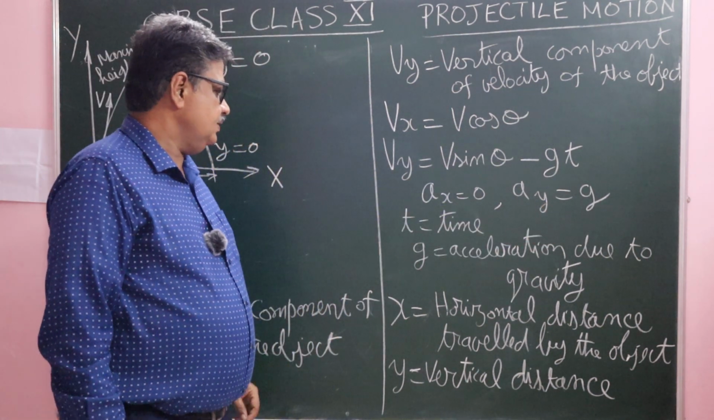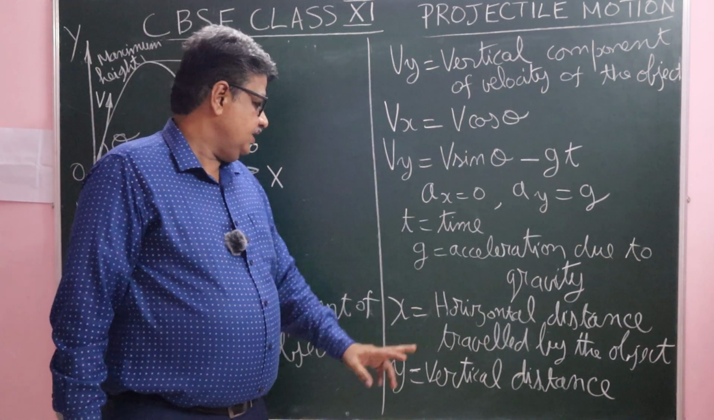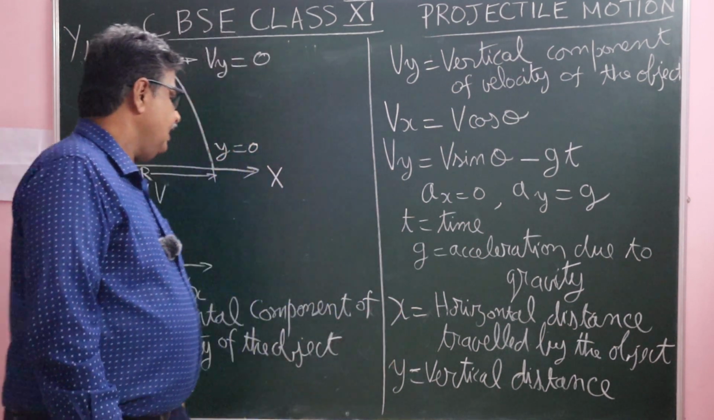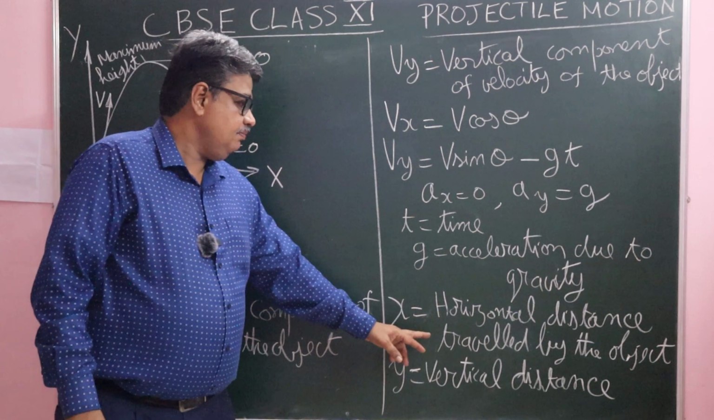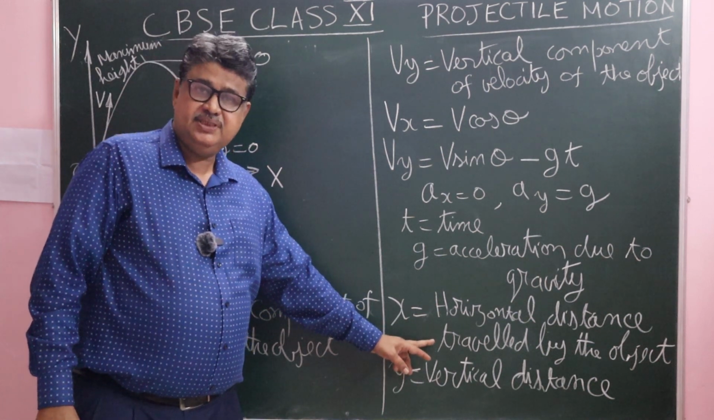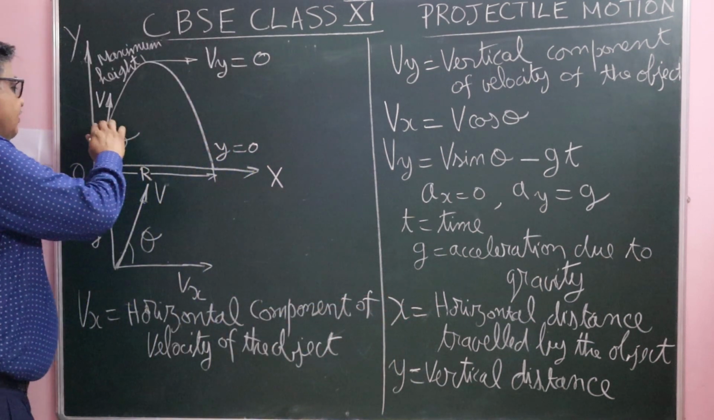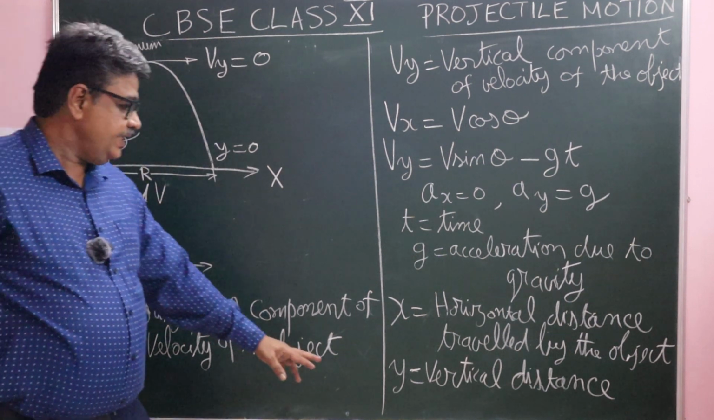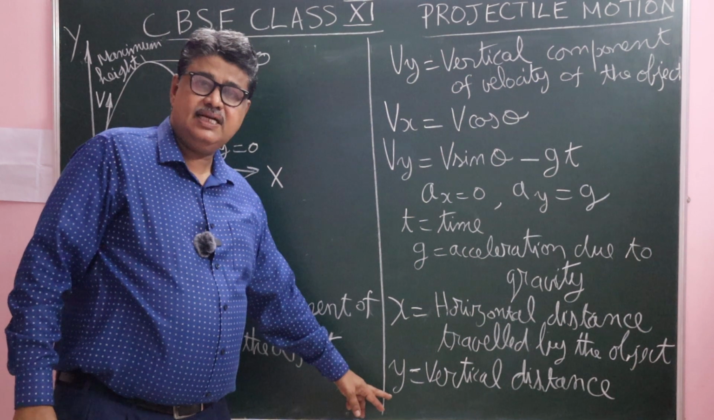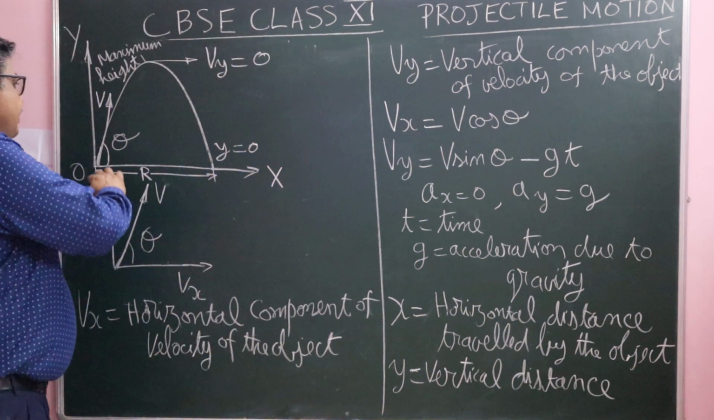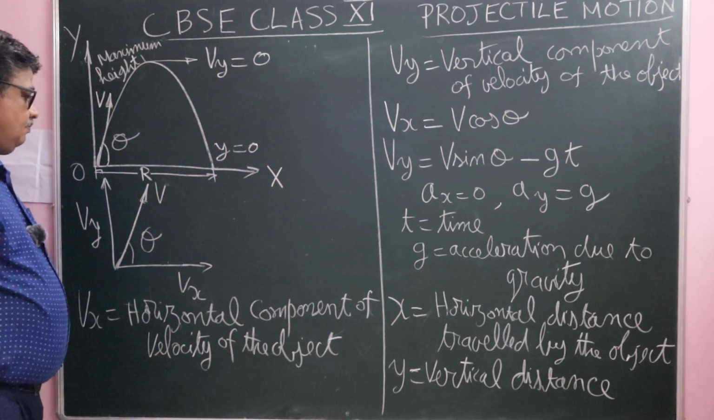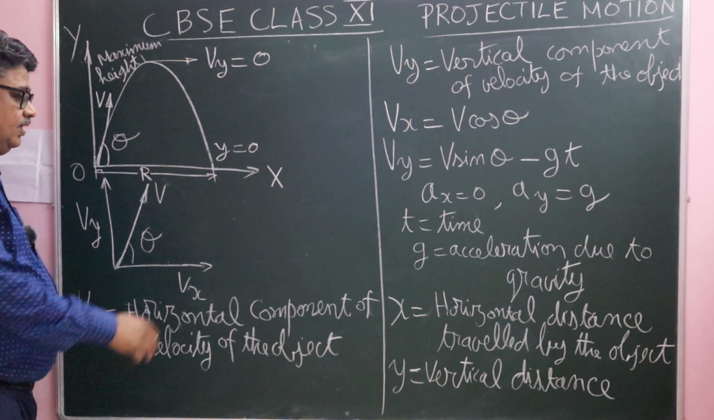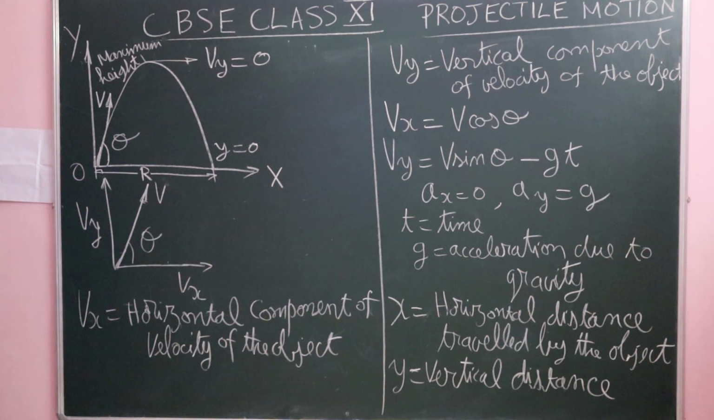T is the time, g is acceleration due to gravity, x is the horizontal distance travelled by the object at any point of time t, the distance covered by the object horizontally at any point of time t. Y is the vertical distance covered by the object at any point of time t. Now let us derive this equation.